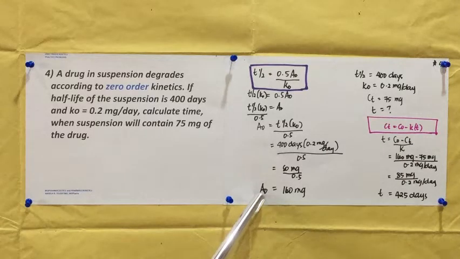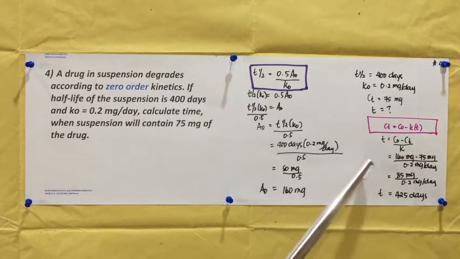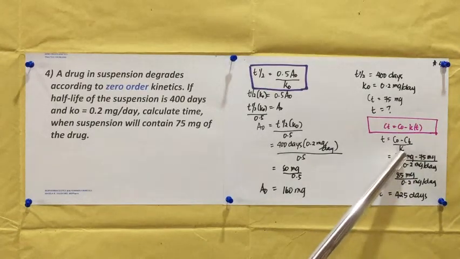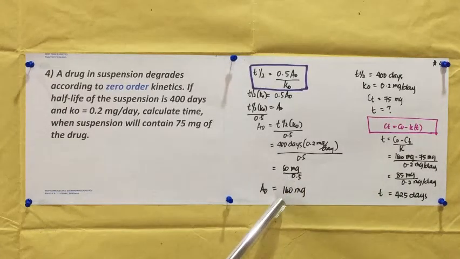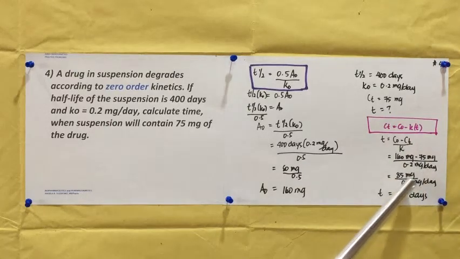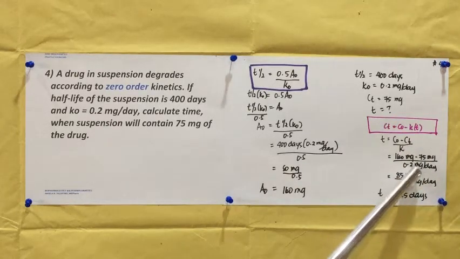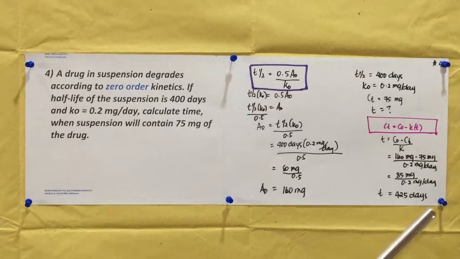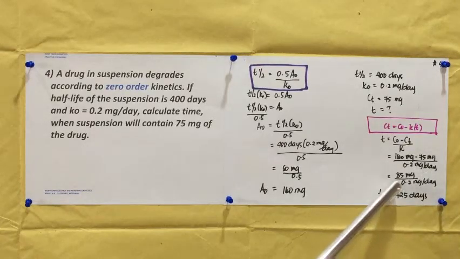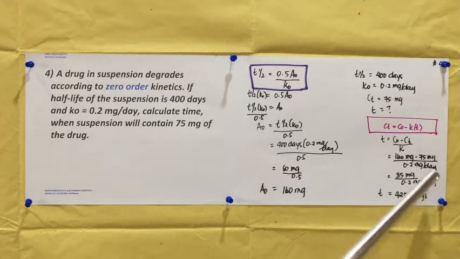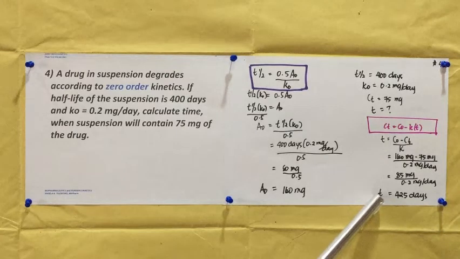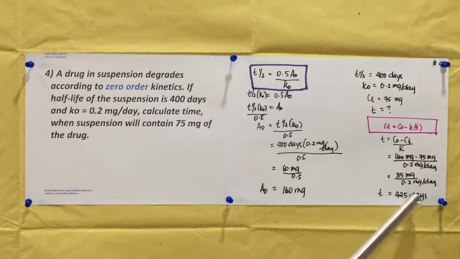So, meron na tayong CO or AO. Let us now substitute. So, T is equivalent to CO minus CT divided by KO. So, CO is 160 minus the CT, which is 75 milligram, divided by the KO, which is 0.2 milligram per day. So, again, 160 minus 75 is 85 milligram, divided by 0.2 milligram per day. We will cancel both milligrams, so what will be left is day. So, the T is equivalent to 425 days.